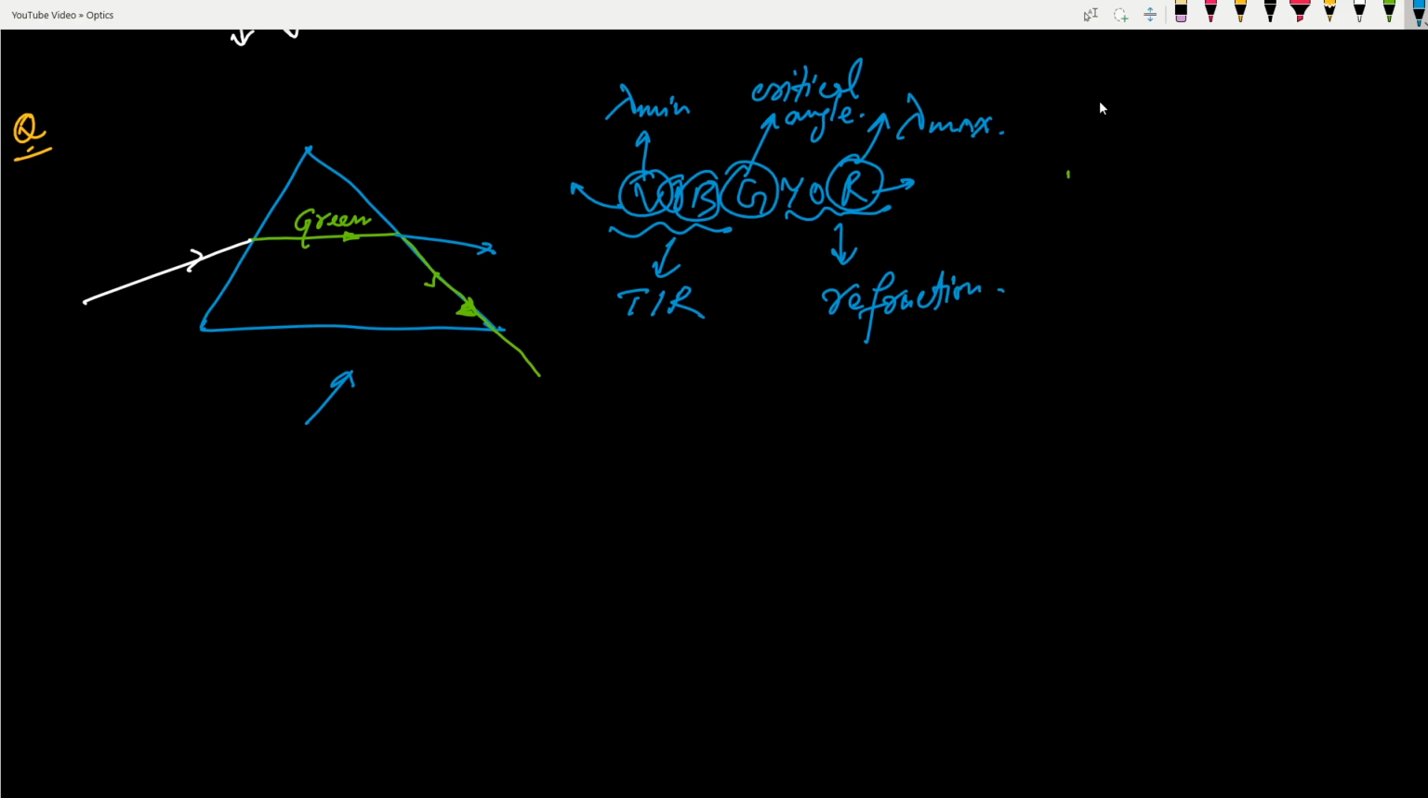So 3 questions can be asked from this: which rays will undergo total internal reflection, which ray is having the critical angle, and which rays will undergo refraction at the second surface. I hope the concept is clear. So this is all about the concept of dispersion, and if you just remember the formulas, then you're good to go and you can solve any questions from this part.